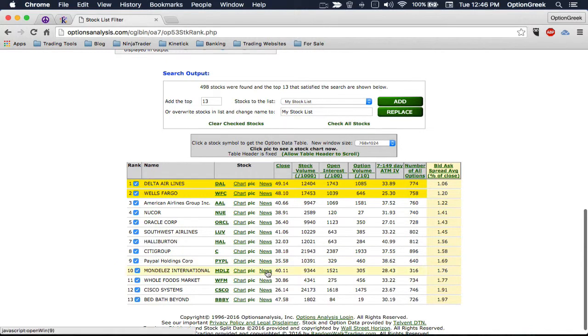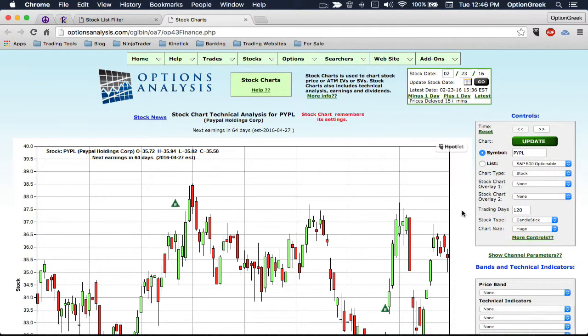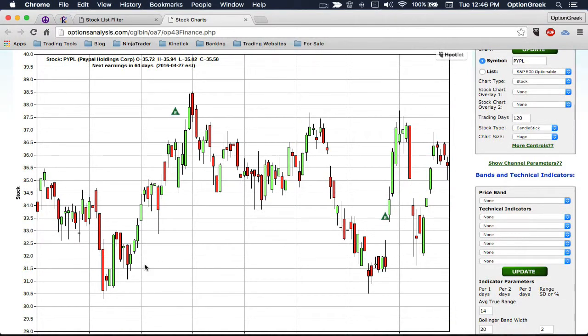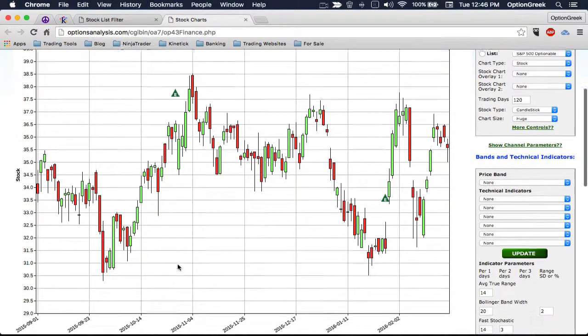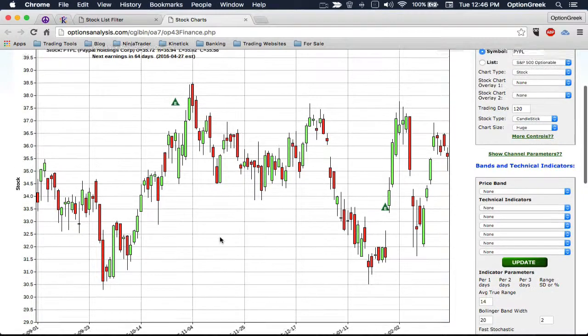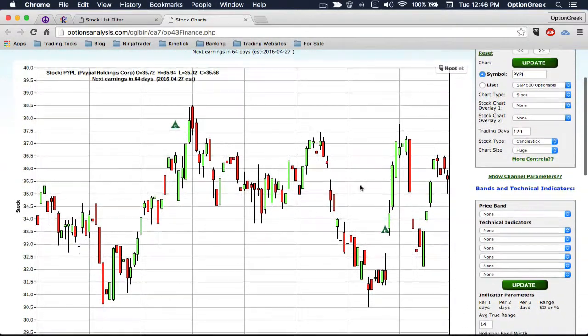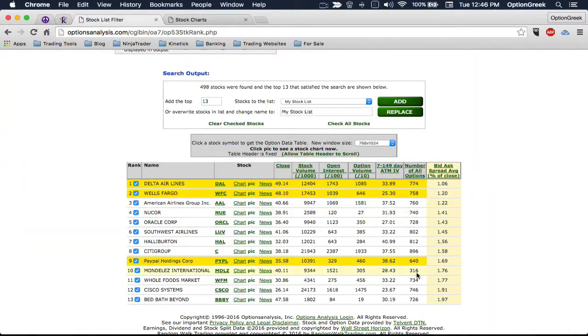And we'll just look at one more here that's a little bit different. An interesting one here is PayPal Holdings. So this is a new one, a spinoff from eBay. Interestingly enough, it does move quite a bit. In a month's time, you can see right here it drops quite a bit and then shoots back up. It's trading in the mid 30s right now, and interestingly, it has very, very liquid options for a new issue.